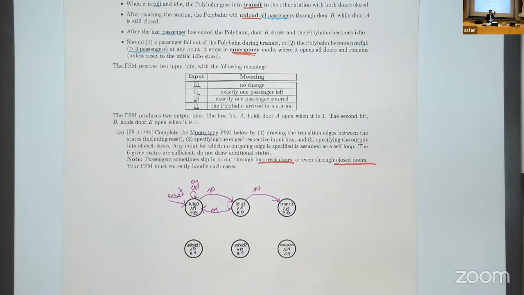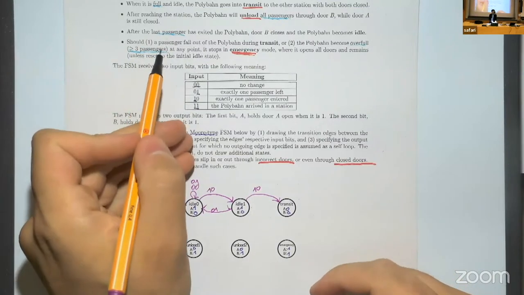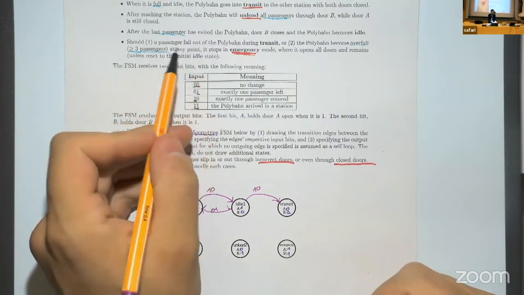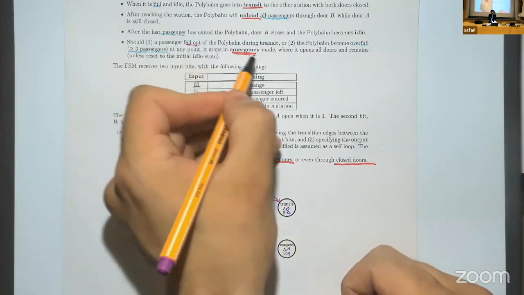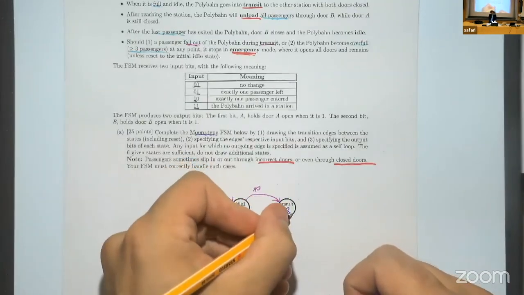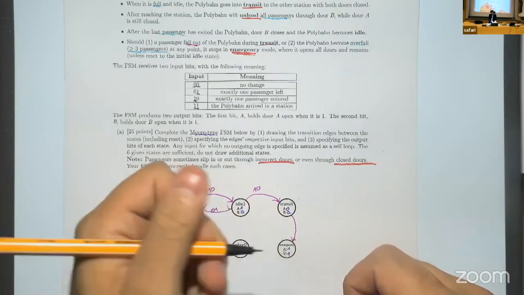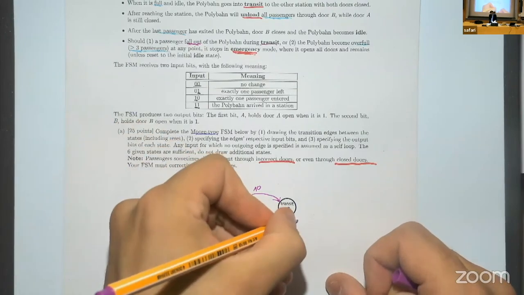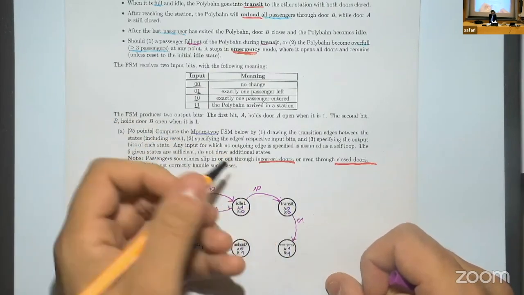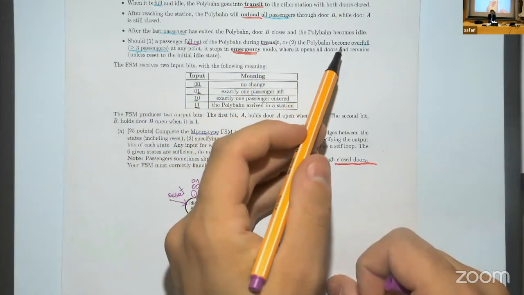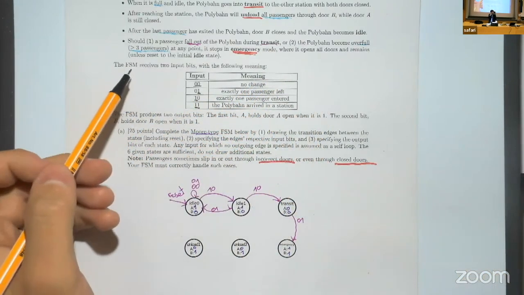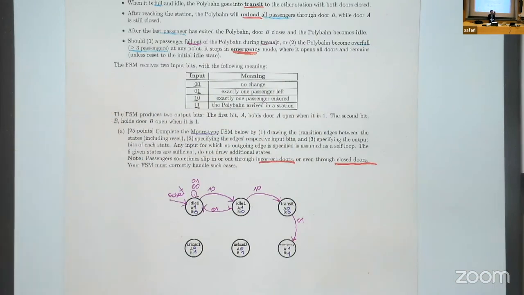Now during transit, what happens? If you have a passenger entering or leaving. If you have a passenger leave during transit, I guess they fell out, as specified here. If you have a passenger fall out during transit, it should go into emergency mode. Sure, let's try to avoid losing passengers along the way, but if we do, we go into emergency. And then we also have the option that if the polygon becomes overfull at any point, so at least 3 passengers, then it should also go into emergency mode.